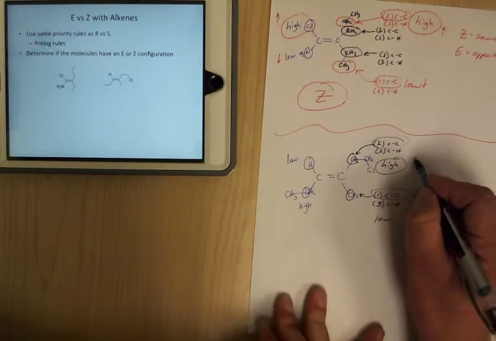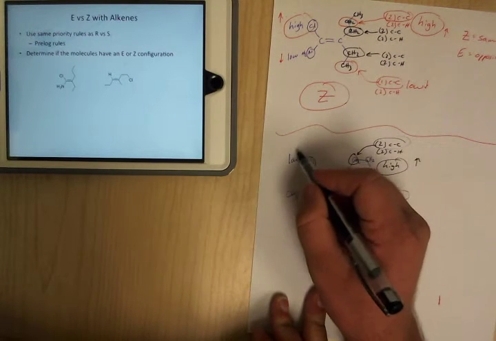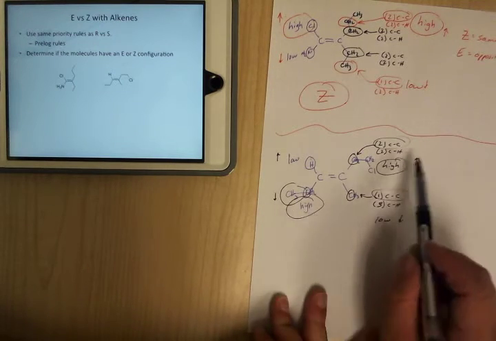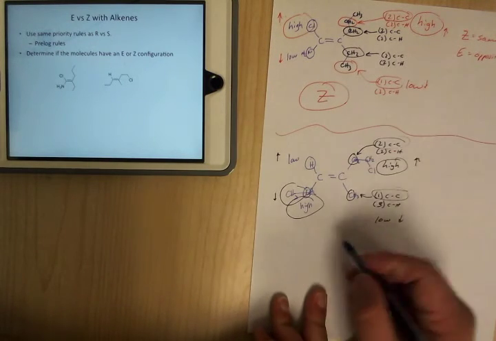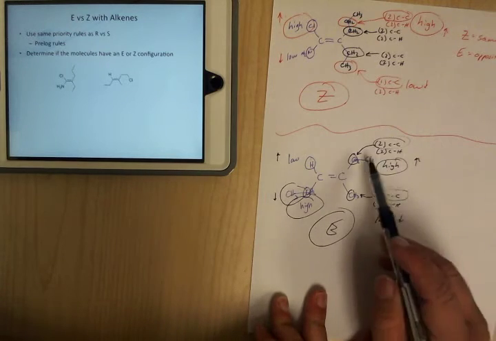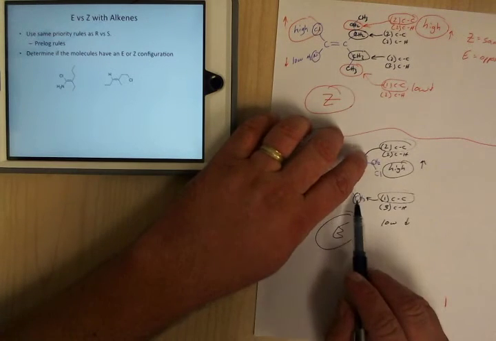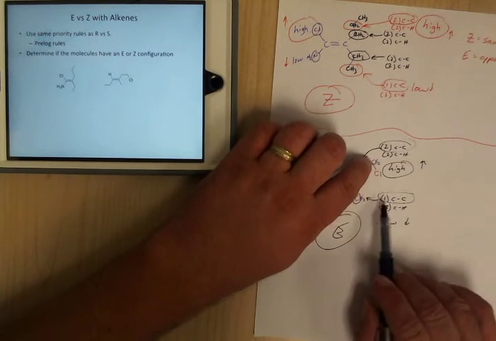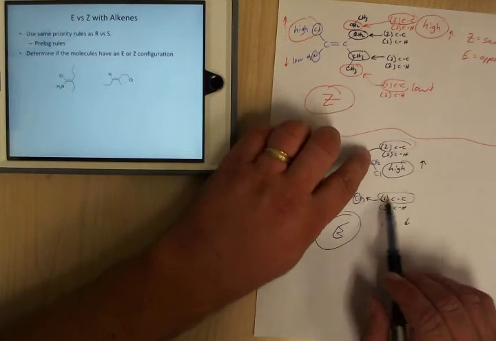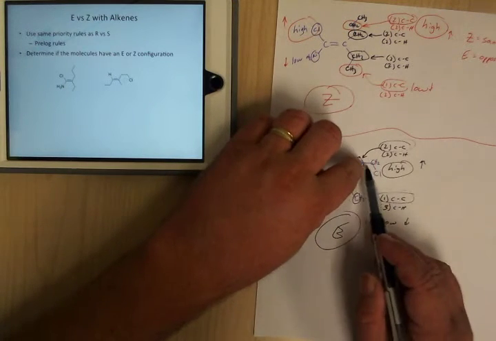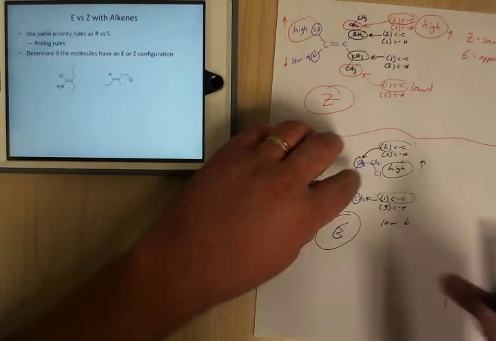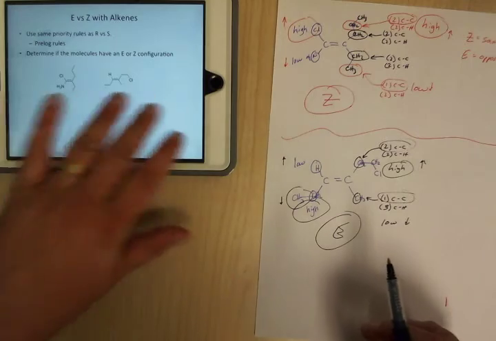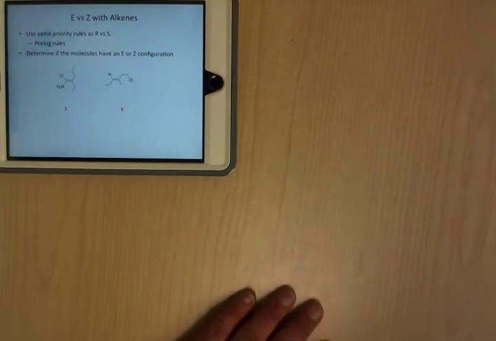So you compare the high. This is up, this is down; this is up, this is down. The high is up versus down, so they're opposite each other. So this is the E. Just like with the R and S, you have to be very disciplined to go here, then here, then here, and as soon as you find a difference, you stop. It doesn't matter if this thing is really short but had a chlorine here, and this was really long. As soon as you find a difference, you stop. You have to be very disciplined, just like the R and S work. So please be careful.